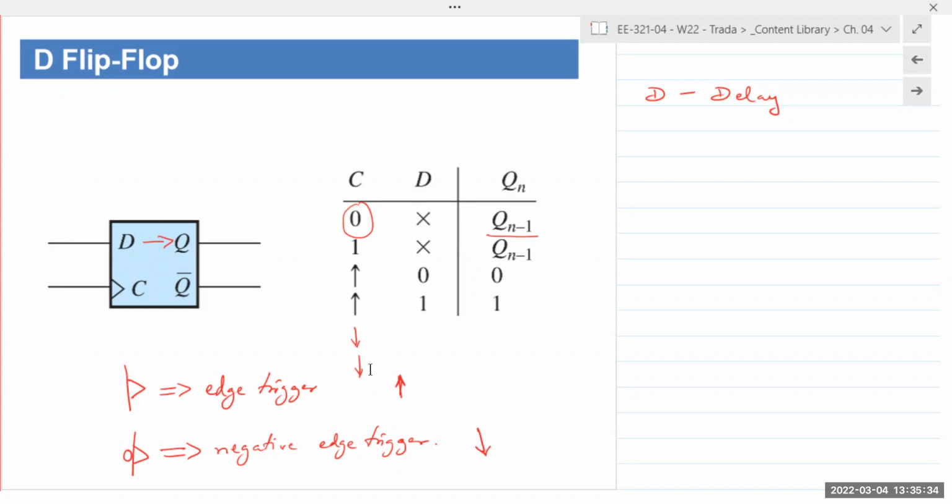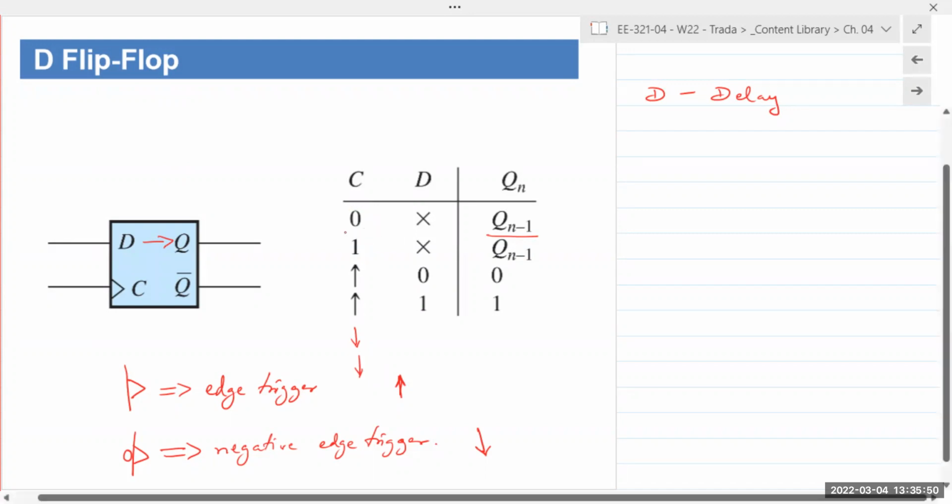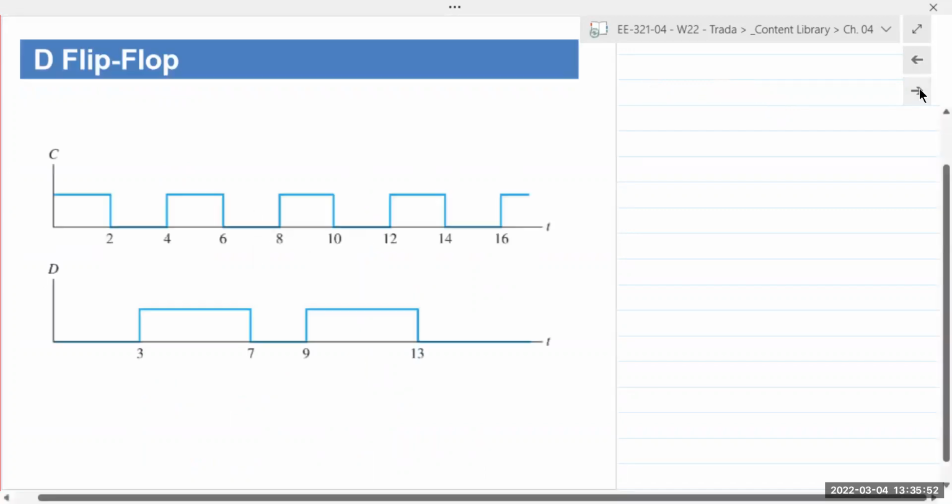If the level stays at 1, the output still doesn't change. Remember, it has to transition from 0 to 1. That's when it would change. So in the next slide, I have a timing diagram, and that would explain how it would work. So we have a D flip-flop.